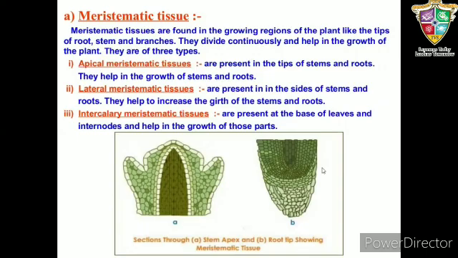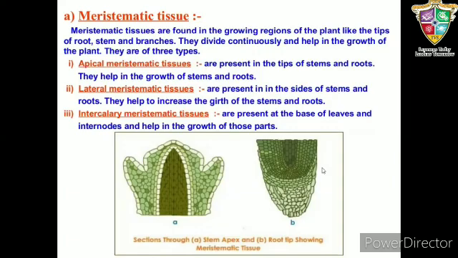On the basis of their position or location in the plant body, meristematic tissues are of three types: apical meristematic tissue, lateral meristematic tissue, and intercalary meristematic tissue.